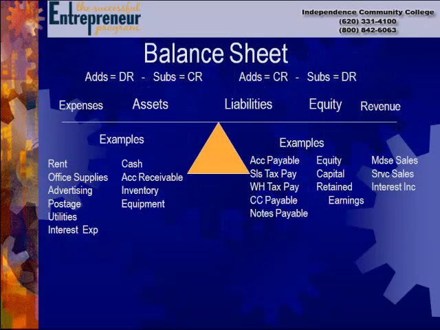There are also debit and credit rules for increases and decreases to the expense and revenue accounts. Here we've added expenses to the left side of the balance. Those increases are debits and decreases are credits. On the right-hand side we show the revenue accounts, increased by credits and decreased by debits.